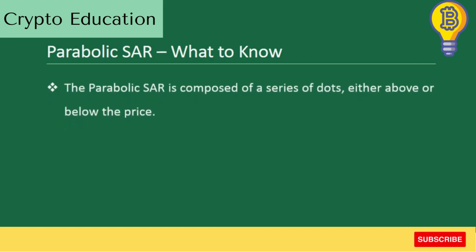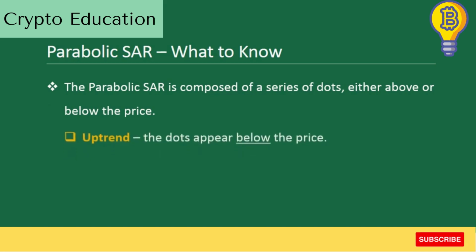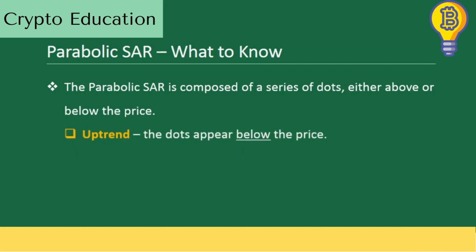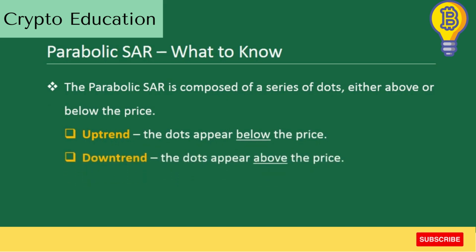The Parabolic SAR is composed of a series of dots, either above or below the price. During an uptrend, you'll find that the dots appear below the price, and when there's a downtrend, you'll find that the dots appear above the price.